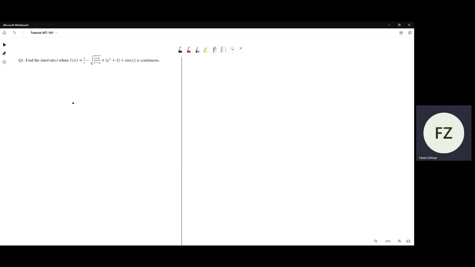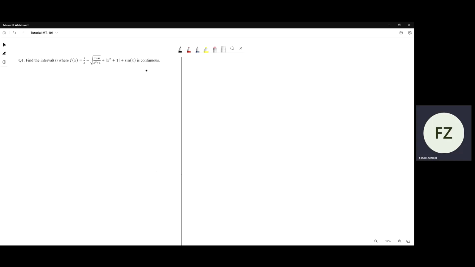As you can see, we have a function for which we have to find whether it is continuous, and for which intervals the function is continuous. So we have to find the intervals where f of x equals 1 over x minus the square root of x plus 6 over x squared plus 1 plus modulus of x squared plus 1 plus sine x.